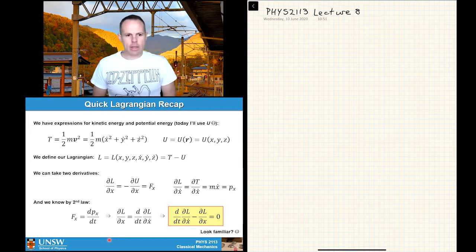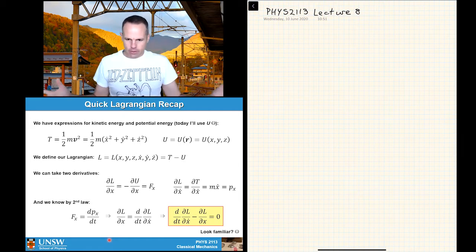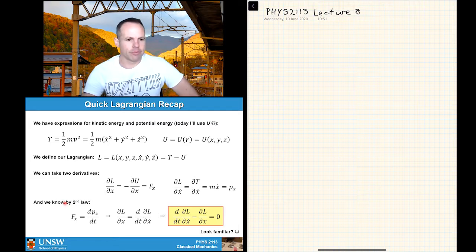So just a quick recap of where we're at, because it's nice to bring everything together at this point. We have generic expressions now for kinetic energy and potential energy. You'll notice generically, kinetic energy usually depends only on velocities, which makes sense. It's tied to velocity. And then for conservative systems, potential energy usually just depends on position. So we've got positional variables here, okay?